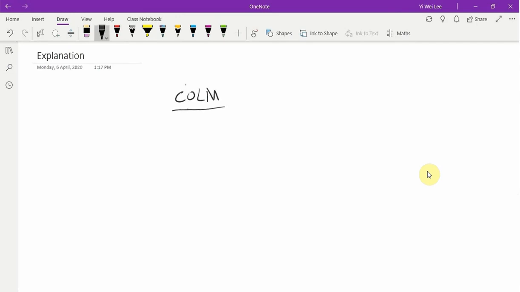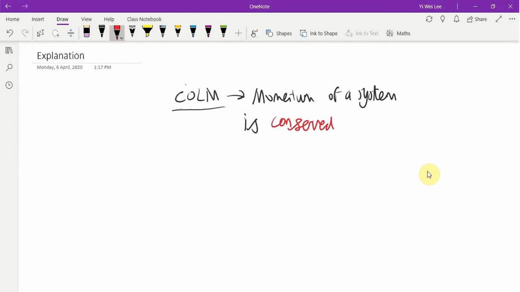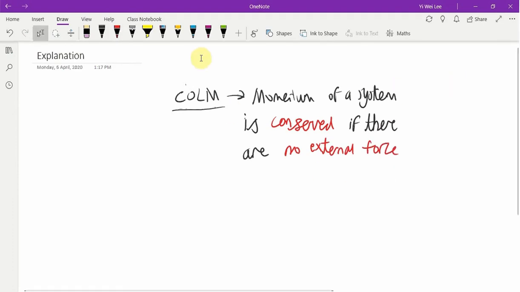Conservation of linear momentum. So what is conservation of linear momentum? According to the principle of conservation of linear momentum, it states that the momentum of a system is conserved if there are no external forces acting on the system.